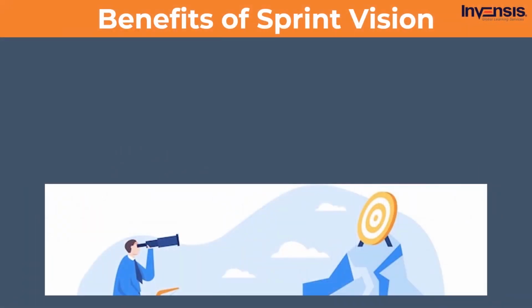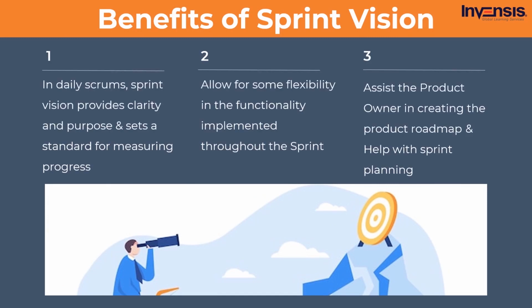Now, talking about some of the benefits of sprint vision: in daily scrums, sprint vision provides clarity and purpose, and it sets a standard for measuring progress, value, and results. Next, it allows for some flexibility in the functionality implemented throughout the sprint, and it assists the product owner in creating the product roadmap. Next, it helps with sprint planning, and then it allows for more efficient and coordinated decision-making. So, this was about sprint vision.